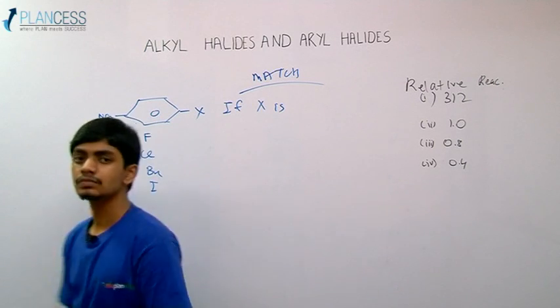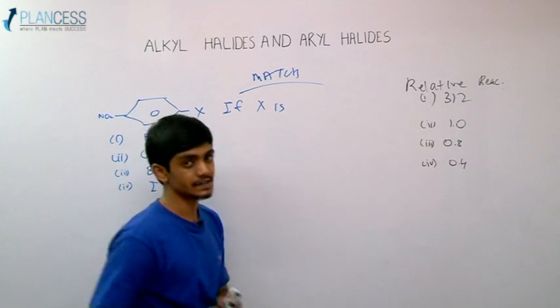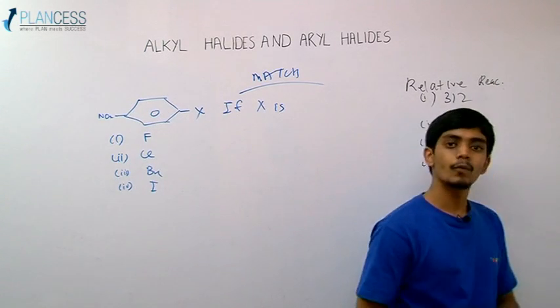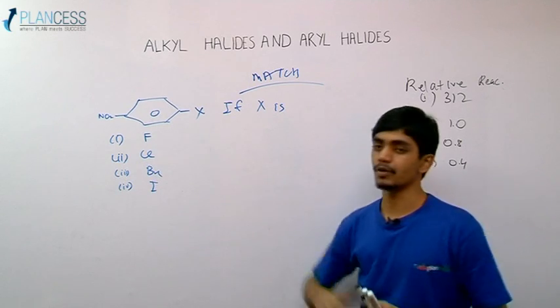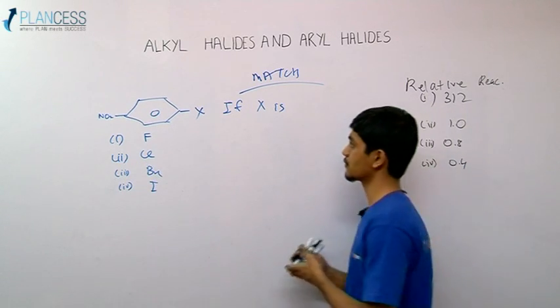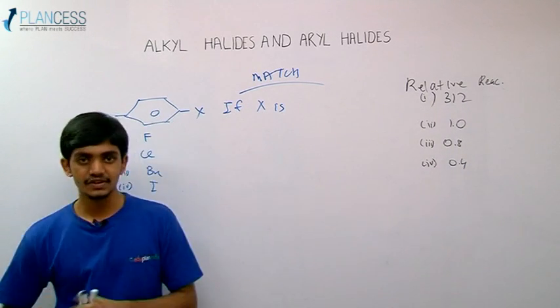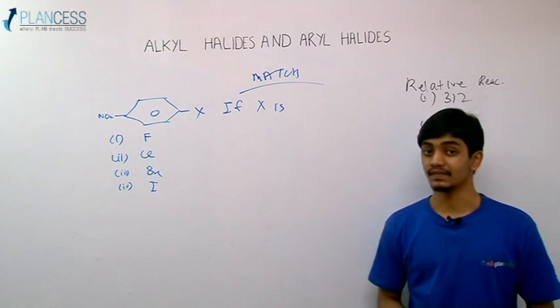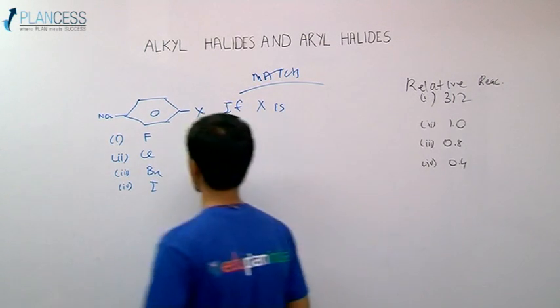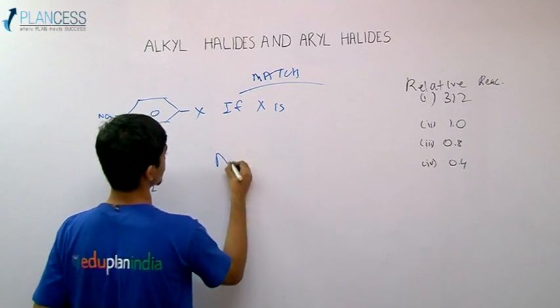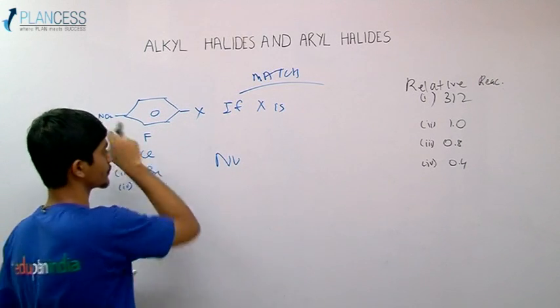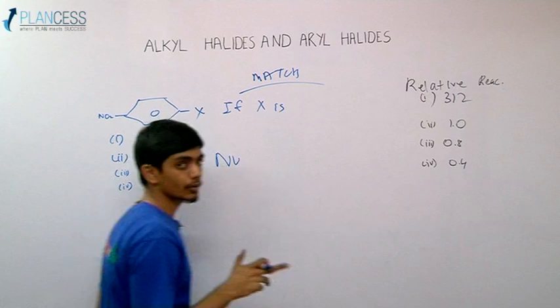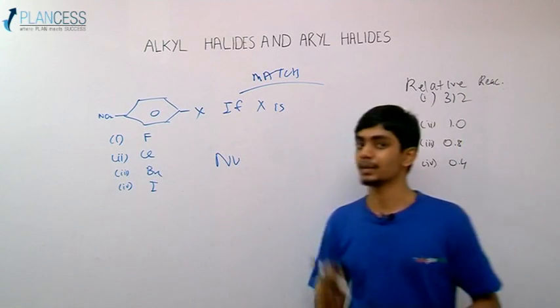First of all, relative reactivity means it must be undergoing some reaction. What is the reaction that this compound can undergo? Let us try to find out. This is a benzene ring with a NO2 group and a halide group, and this reminds me of nucleophilic aromatic substitution. When a NO2 group is present, that means the bimolecular displacement mechanism.